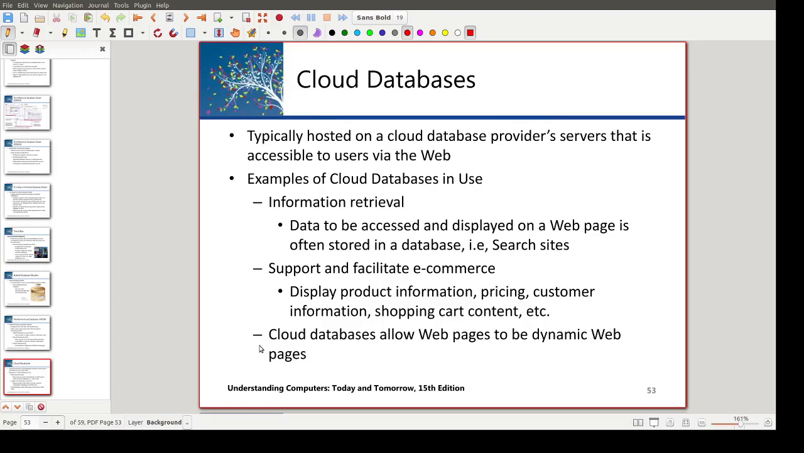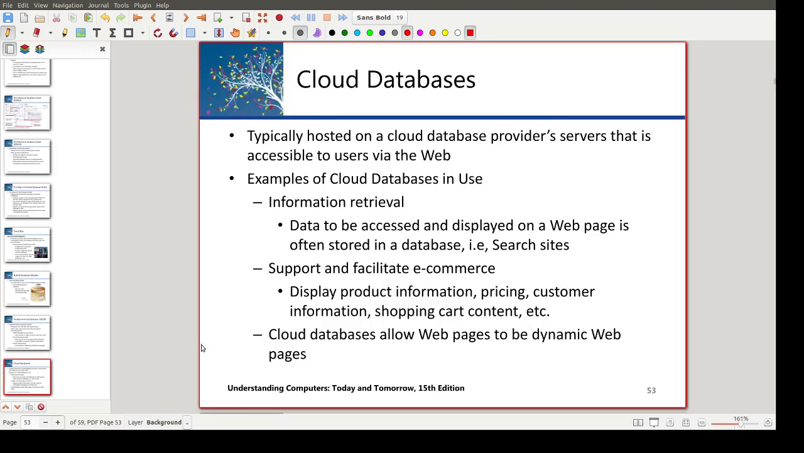So the cloud database is typically hosted on a cloud database provider's server that is accessible to the users via the web. An example use for these cloud databases is information retrieval, where data is accessed and displayed on a web page, often stored in a database. Like Amazon, for example: when you write a product name and look for it in their database and you see the information about that product, that is called information retrieval. It also makes e-commerce much easier using cloud databases now. Instead of going to the store and selecting the t-shirt and whatever steps you do before buying anything, you can do everything on the web.